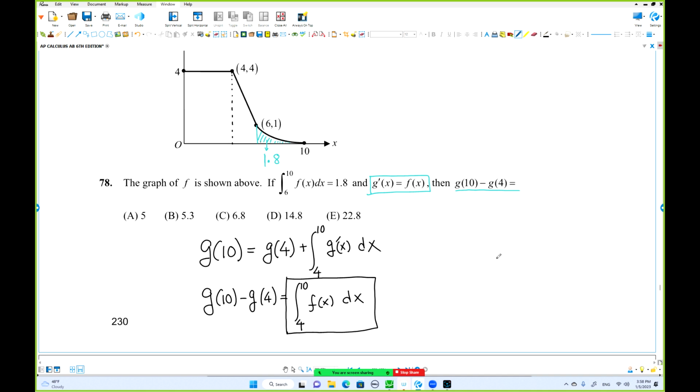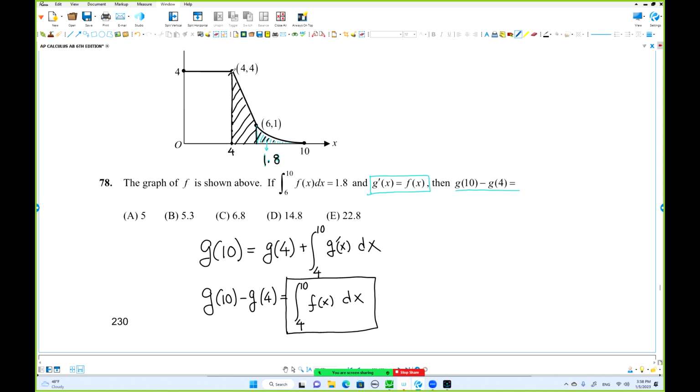Where are 4 and 10? From here. We're going to find the area, which is the change of f of x between 4 and 10. This one we already got, 1.8. Now let's find only this other part.